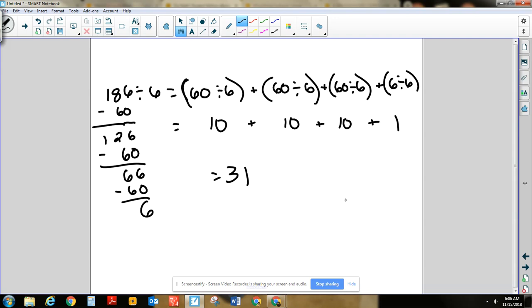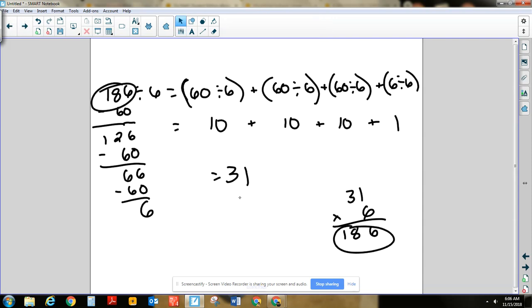And if I wanted to check, I do it this way. 31 times 6. 6 times 1 is 6. 6 times 3 tens is 18 tens. Boom, I got 186. A fact family's all good. So 186 divided by 6 is 31.